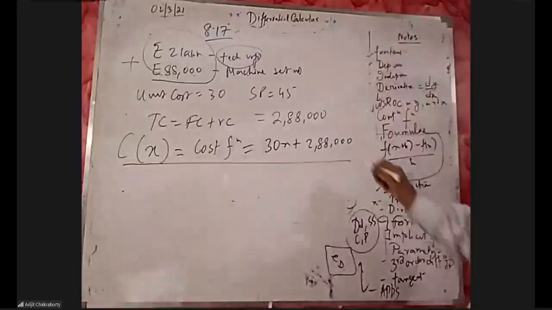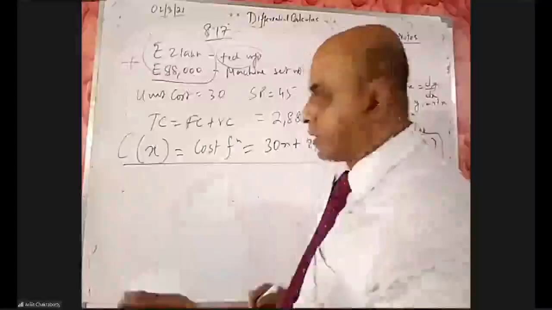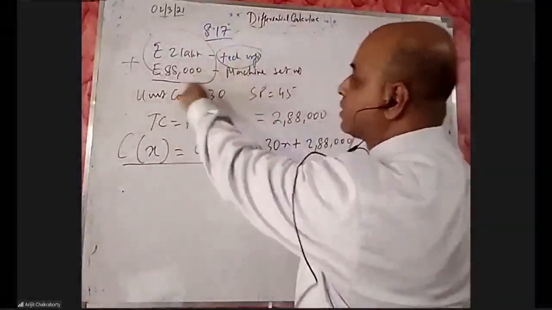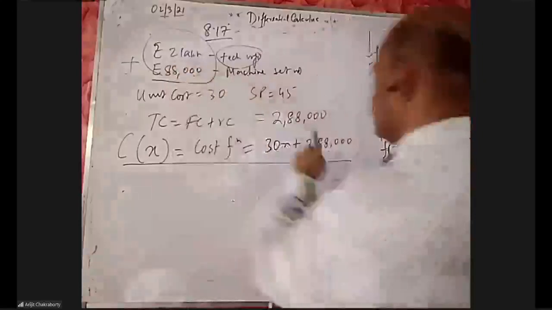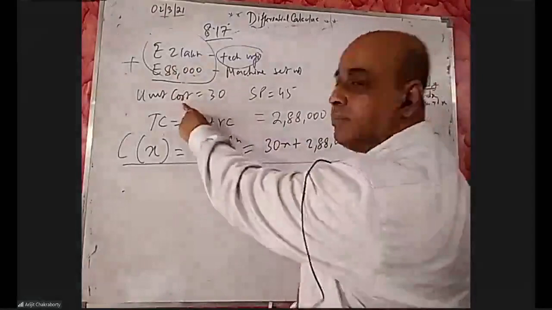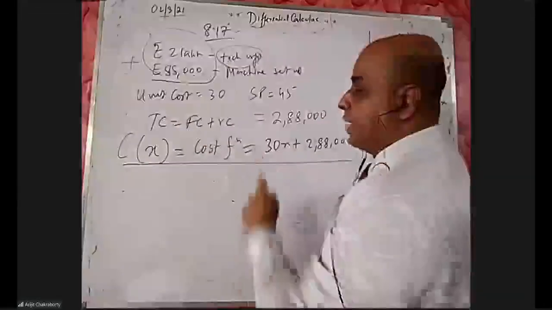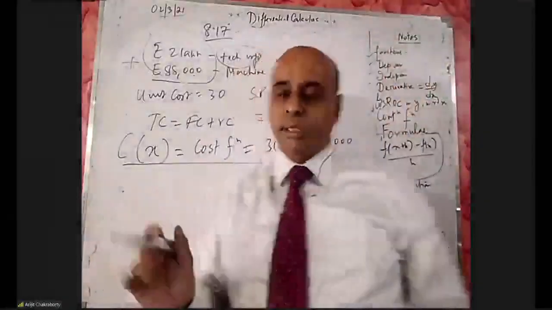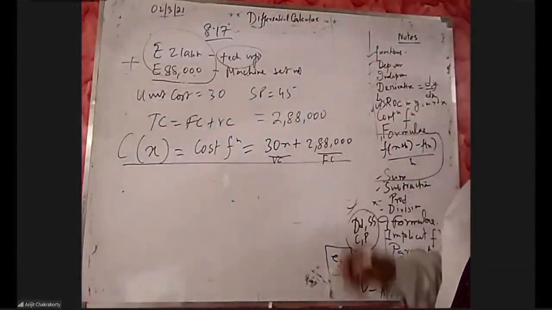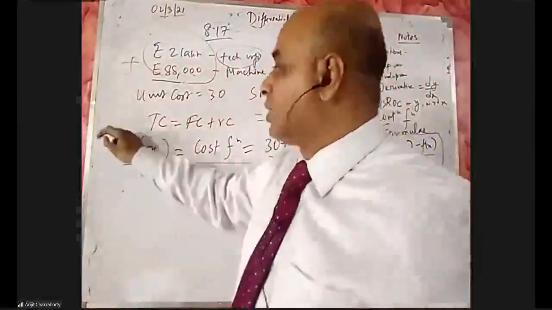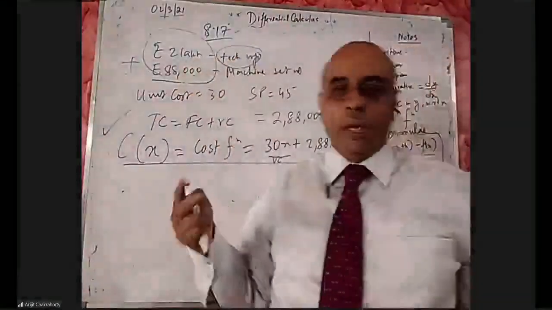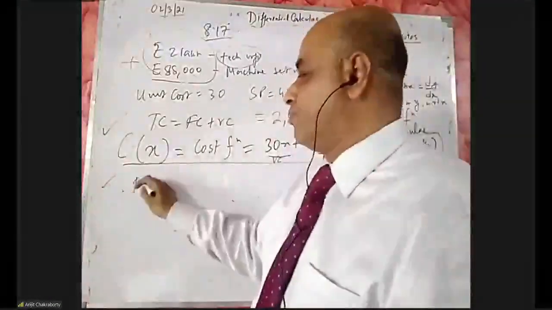I think it is clear to you. Cost function means the variable cost and the fixed cost. Here the fixed cost is 2 lakh rupees for technical information and 88,000 for machine setup, 2,88,000. And we have 30x, which is basically the variable cost, as the unit cost is 30 rupees and I am producing X number of units. So total cost is 30x plus 2,88,000. This is the variable cost, this is the fixed cost. So number one is done. Second question is, what will be the break-even point? Now you know break-even point. Second question, BEP.